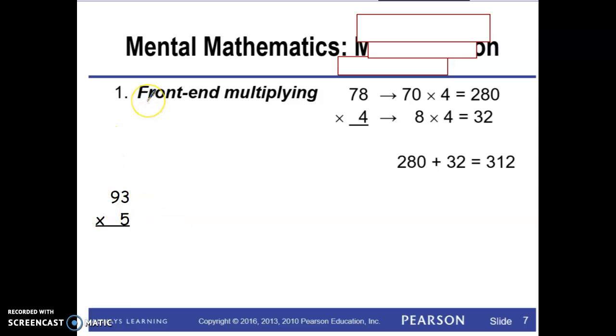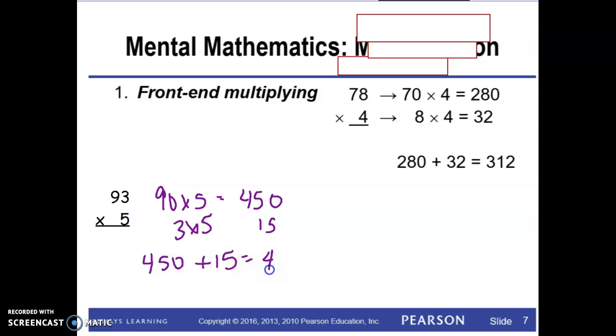Okay, let's try this with this one, 93 times 5. So first step should be to multiply what? 90 times 5. All right, so in your mind, let's do that reassociation. 9 times 5 is 45, and 45 times 10 is 450. Okay, and then my next step, 3 times 5, and 3 times 5 is 15. So I took apart the 90 and the 3, and so now I need to put it all back together, 465.